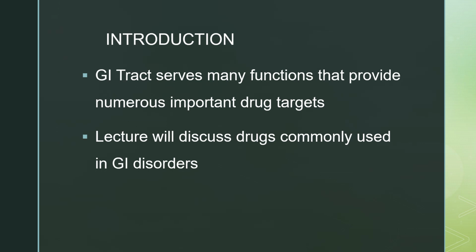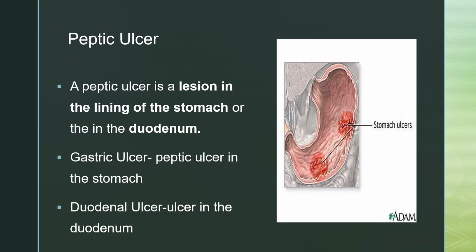The GI tract serves many functions that provide numerous important drug targets. Now, this lecture will discuss drugs which are commonly used in GI disorders. For definition, what is a peptic ulcer? A peptic ulcer is a lesion in the lining of either the stomach or the duodenum. If the peptic ulcer is located in the stomach, you call it your gastric ulcer. If it is located in the duodenum, it is called your duodenal ulcer.